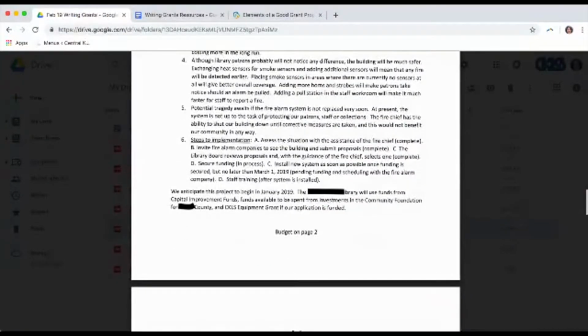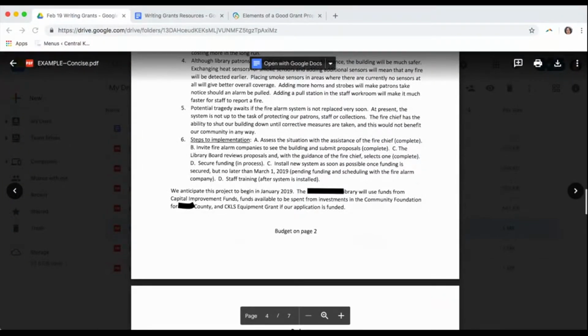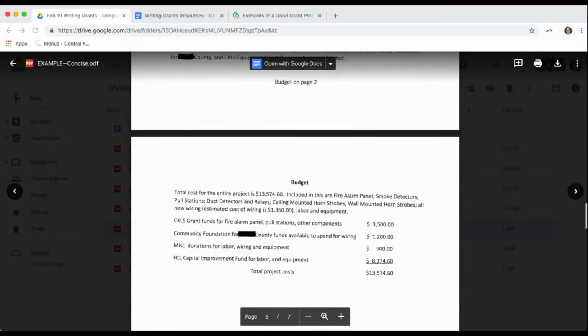Then she talks about, this is 4 and 5, how do you evaluate the success? And she notes that patrons probably won't notice this, unless it's in a crisis, and hopefully they'll never need to use it. However, you can tell that it's improved just by the improved safety of the equipment. Also, she gives steps of implementation, and she lays those steps out. So you can see that she's already got this planned. A, B, C, D. You got it figured out.